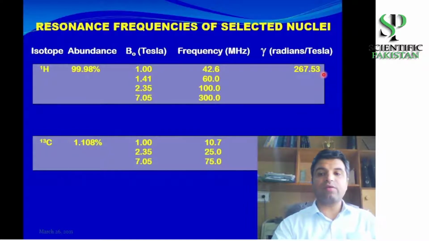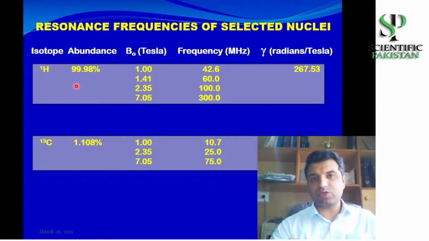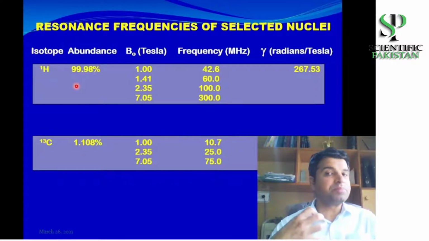So their gyromagnetic ratios are 4 times different, and their Larmor frequencies are also 4 times different from each other. In fact, the natural abundance of proton is also about 99 times greater than that of carbon-13, which means that proton is a more sensitive nucleus than carbon-13 when it comes to NMR spectroscopy. Again, sensitive means that it can easily be detected.